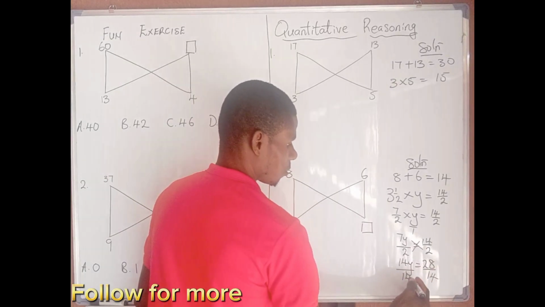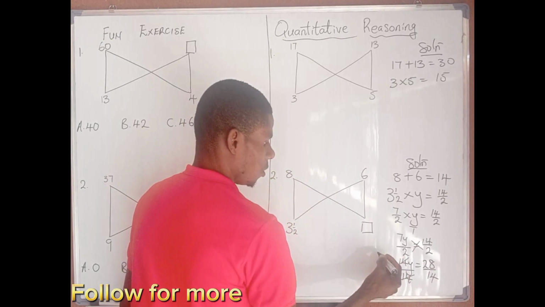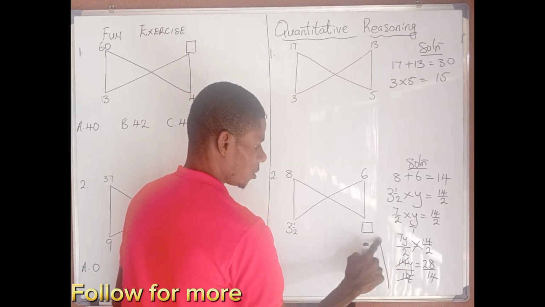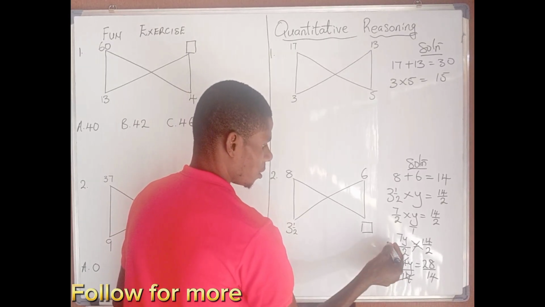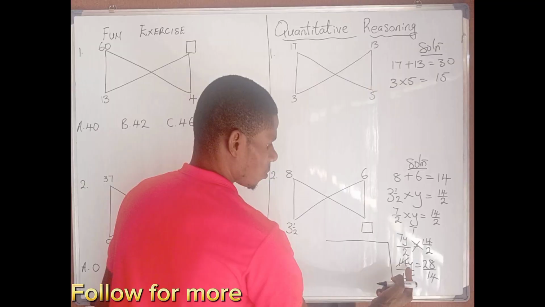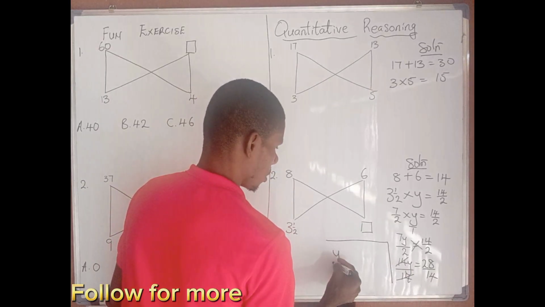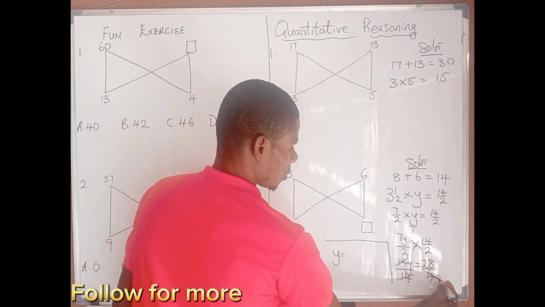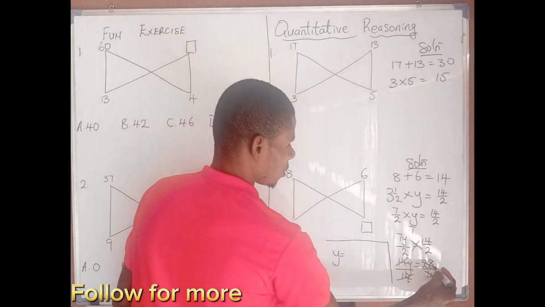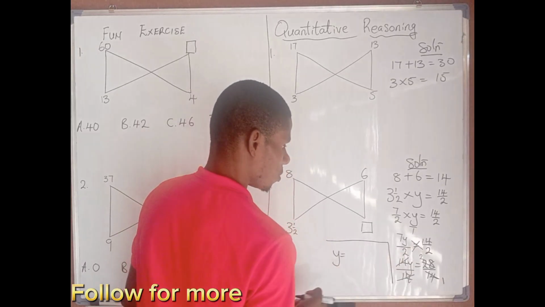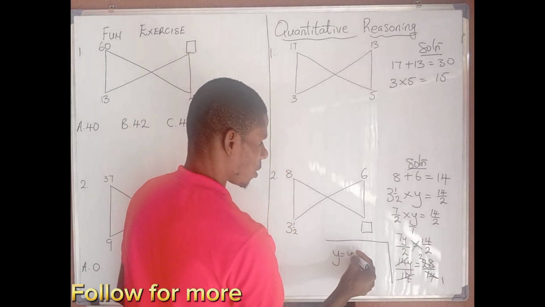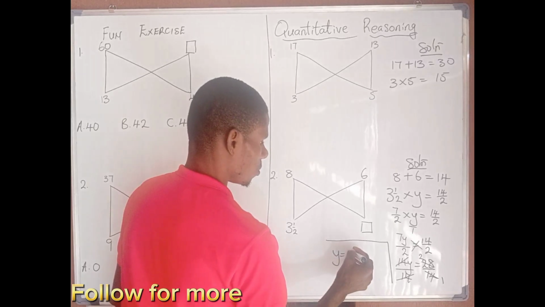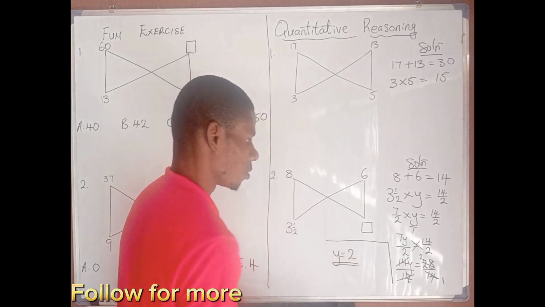If we now divide both sides by 14, we have 14 over 14, so 14 cancels 14. All right, continuing from this side, what we have here is y equals 14 into 28, which is 2. So we're going to have y equals 2.